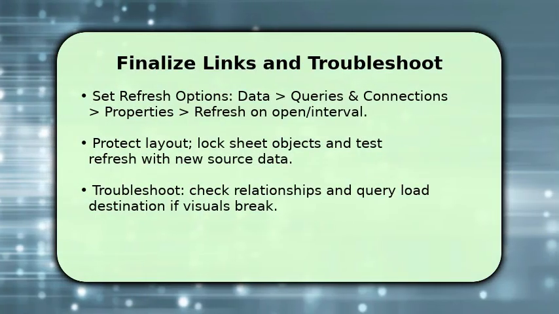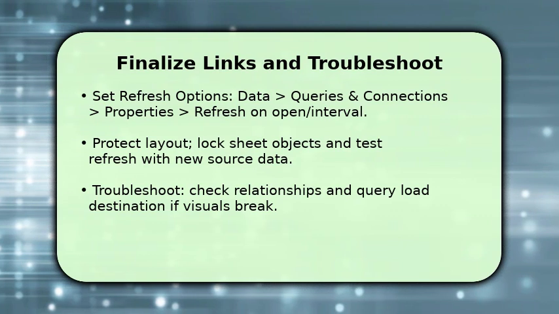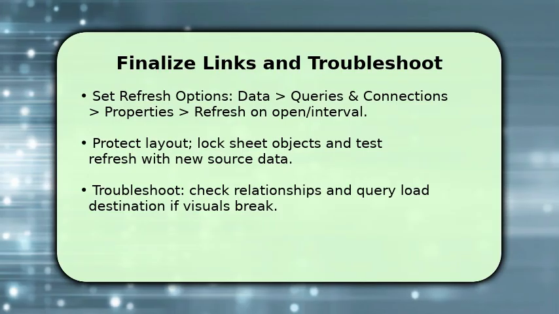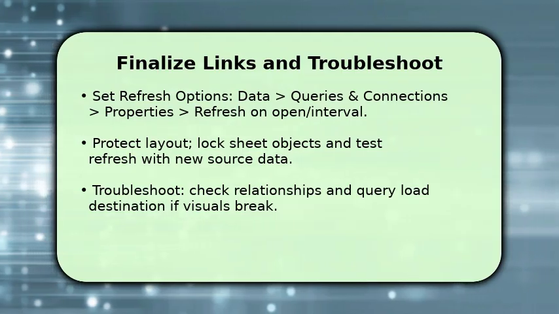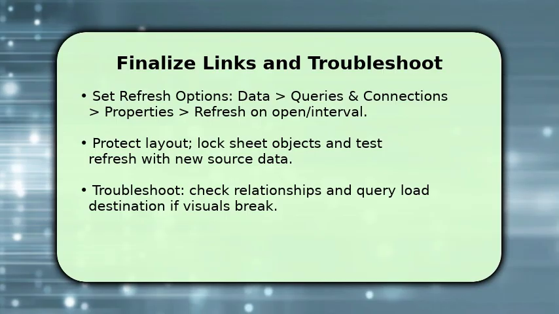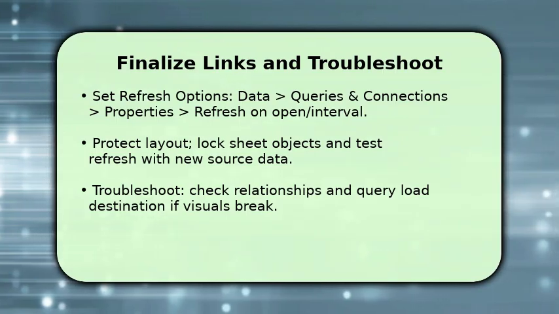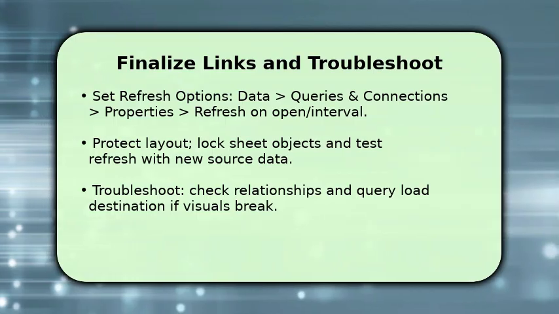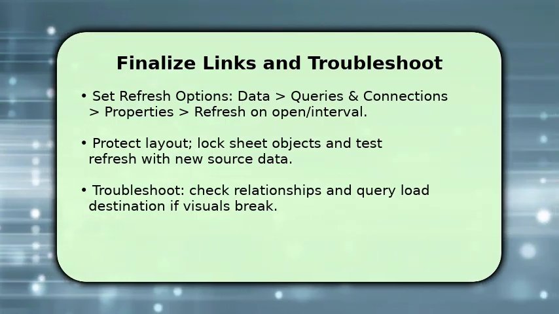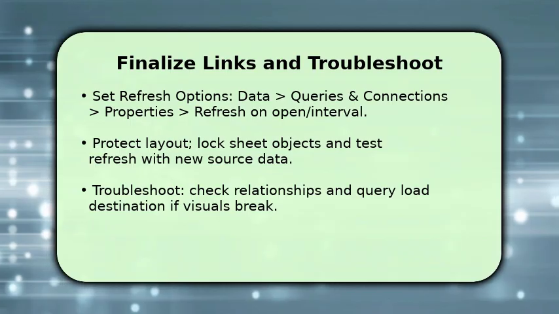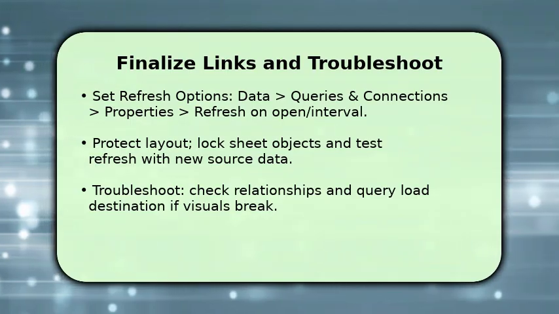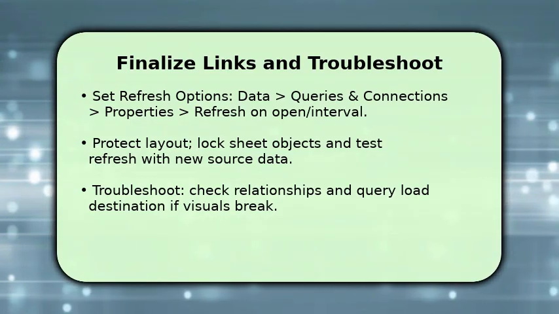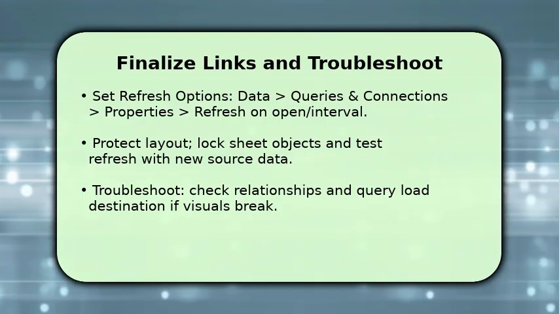To finish, configure refresh behavior for each query and the workbook so updates propagate to the model and then to pivots and charts. Protect the dashboard layout by locking objects or protecting the sheet while keeping pivot interactions allowed. Test by changing a source file and running refresh all. If visuals break, make sure each query still loads to the data model and verify table relationships in the model view. Mismatched keys or a disconnected query are the most common causes of failures.